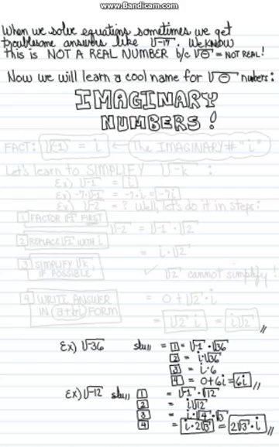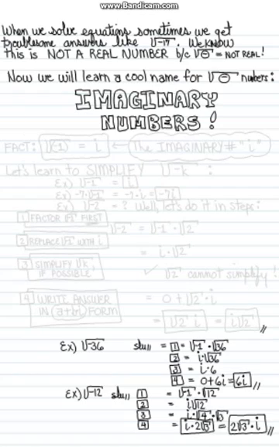Now here's something to think about. When we solve equations, sometimes we get troublesome answers, like the square root of negative 17. Remember how negative radicands are a no-no under an even index root? So this is a problem. Now we know for one thing that this is not a real number. That's all we know.